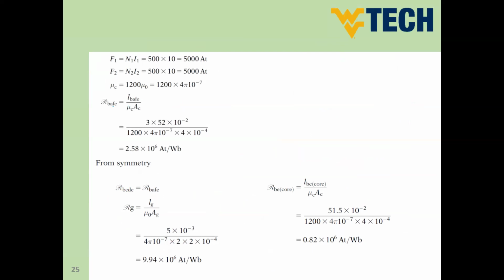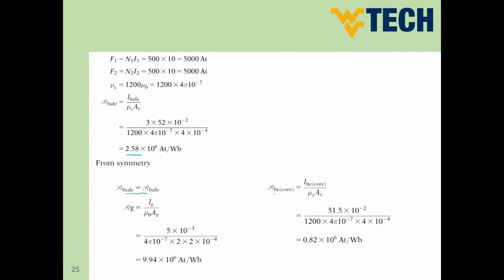So here, he starts calculating the reluctance of BAFE, the left arm. He said 3 times 52 centimeters times 10 to the power minus 2. This is the length of the part BAFE, divided by the permeability of the core, which is 1200, times the absolute permeability, which is 4 pi times 10 to the power minus 7, times the cross-section area, which is 4 centimeters squared, so 4 times 10 to the power minus 4. So this is the reluctance of the first arm. And he mentioned here, guys, the left and right arms' C-shape reluctances are the same.